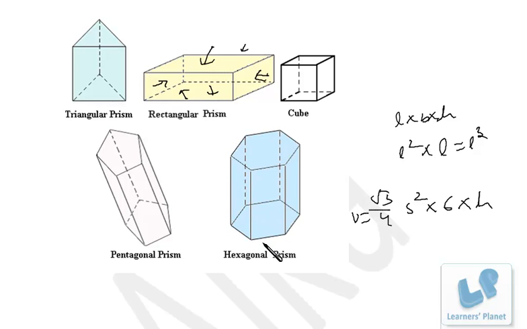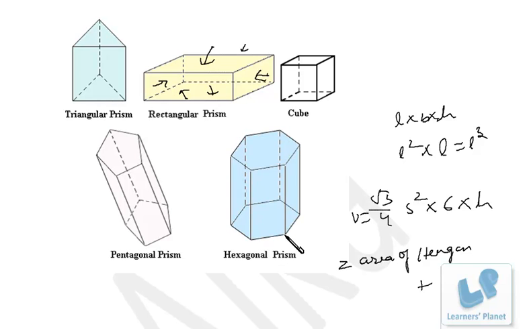And if we talk about the total surface area, the total surface area will be the area of this hexagon, area of this hexagon. So 2 area of hexagon, plus there are 6 rectangles like this. So height into the side of this hexagon, that will be the area of each rectangle, right?